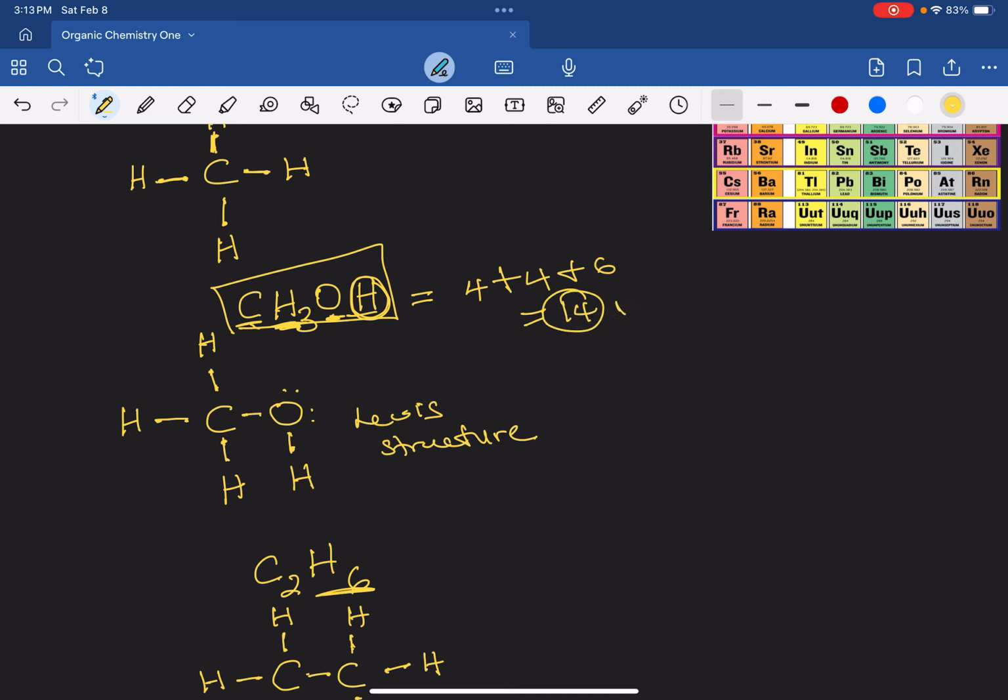Let's see if we have 14 valence electrons in our Lewis dot structure. 2, 4, 6, 8, 10, 12, 14. So yeah, that's it. You have covered the 14 valence electrons in the molecule. Everybody in the structure is happy with their complete valence. And this is how you would draw the Lewis dot structure for some of the organic molecules you'll run into with single bonds.